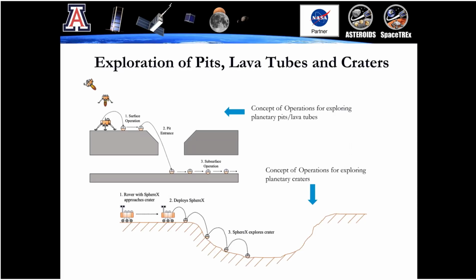The SphereX robot would be deployed from a mission, a lander that would launch and land next to one of these pits, maybe several hundred meters, or be launched from a rover that approaches one of these pits and is deployed into the pit area. The spherical robots, one by one, hop into the pit and fly and take pictures, and they form a bucket brigade to then pass the information that they've gained, any pictures, any data that they've gained, back to the lander.